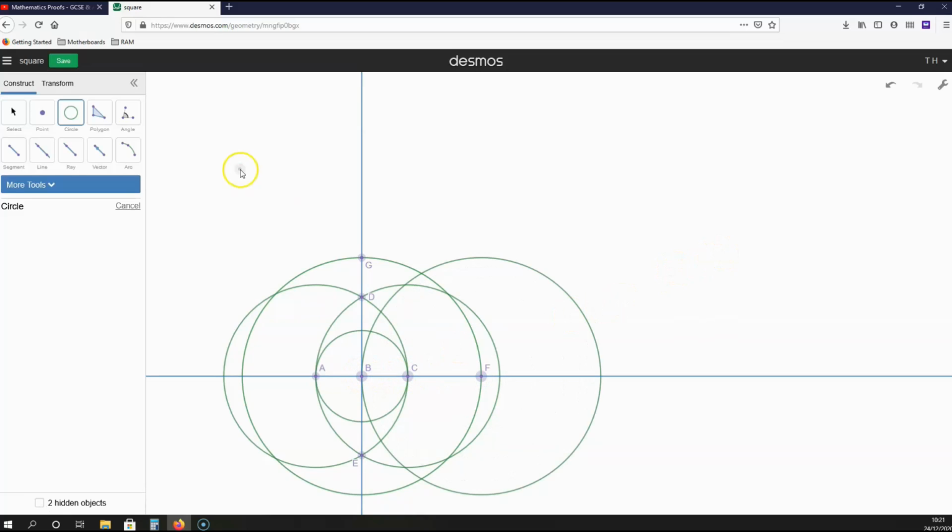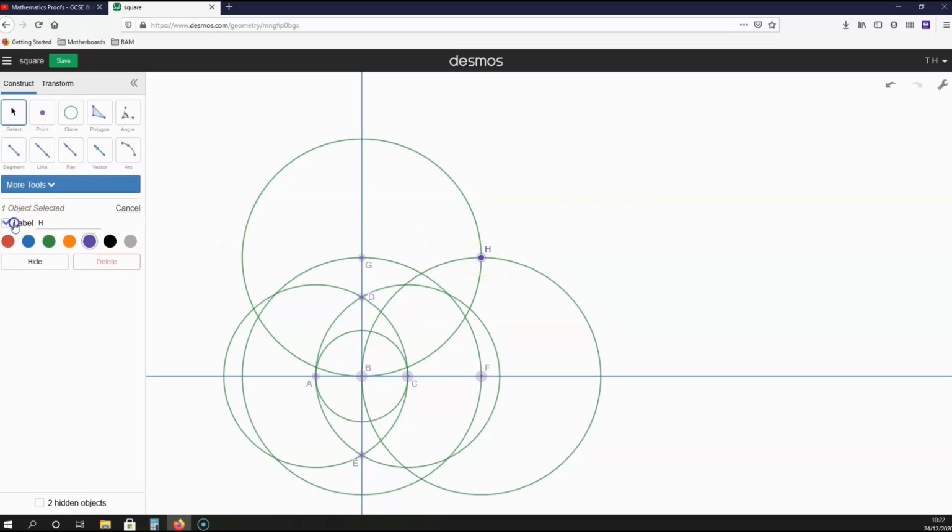Okay. Now from the center G, create your final circle. This circle is going to have the radius GB. Okay. So create another circle like this. Where this circle over here intersects this circle over here, create another point. Now, name this point over here. Let us call it H.